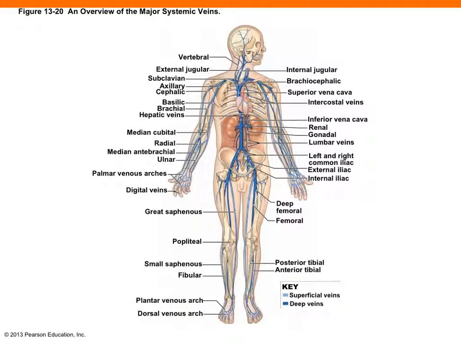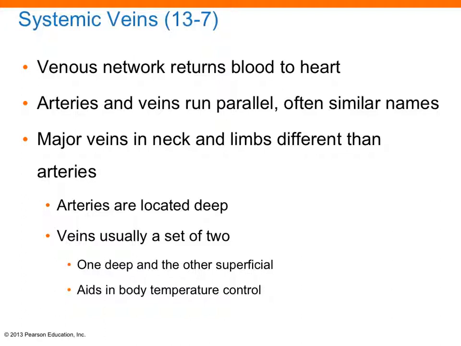Here we see all the veins in the cardiovascular system. We're going to go through a few major areas. The systemic veins. There's a venous network that returns blood to the heart. Arteries and veins run parallel. They often have similar names. Major veins in the neck and limbs are different than arteries. Arteries are located deep within the body. Veins are usually a set of two. One is deep and the other is superficial, and they aid in body temperature control.